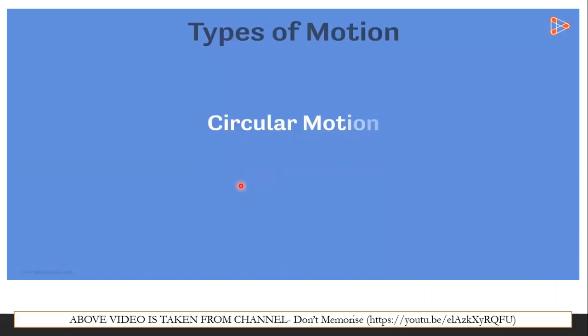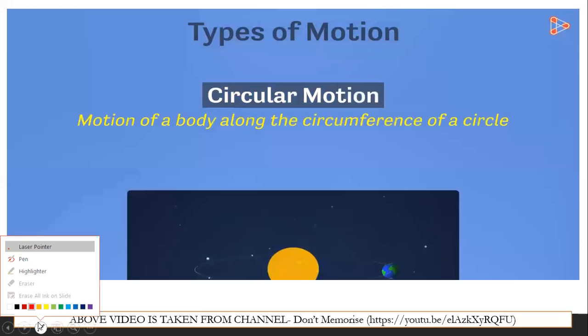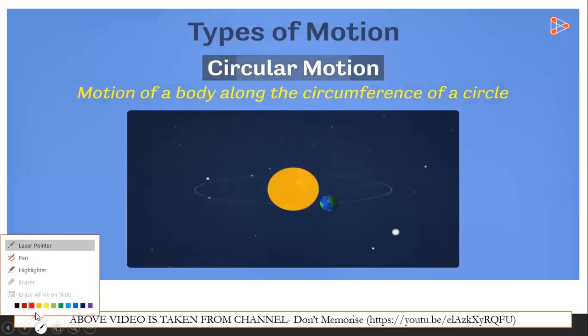Now let us have another type of motion. What can this type of motion be? It is the motion of a body along the circumference of a circle. Example: motion of the earth around the sun is an example of circular motion.